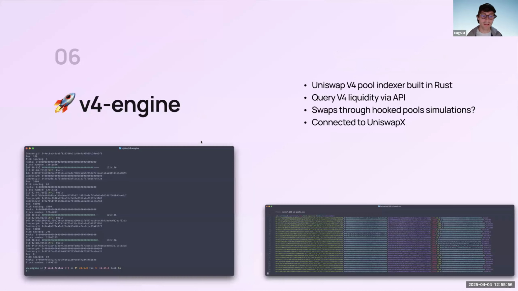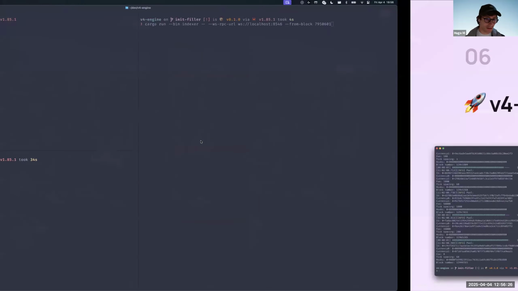And the second project is the V4 engine. It's a little indexer that goes through all the pools that have been deployed on any chain, listening to events and building a database where we can then query and expose via an API to whoever needs it. We want to connect it with Uniswap X. We want to play with simulation and try to really bring some light to this whole pool of pools, let's say. So yeah, let's go quickly.